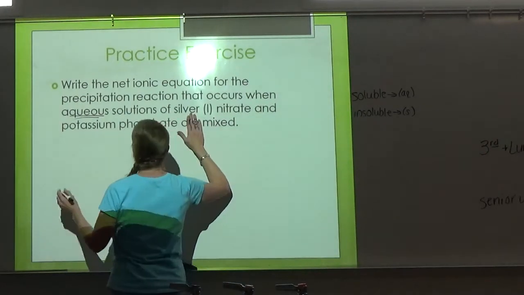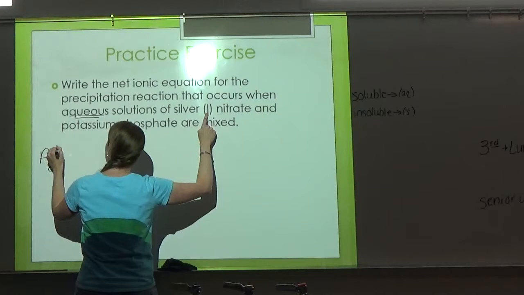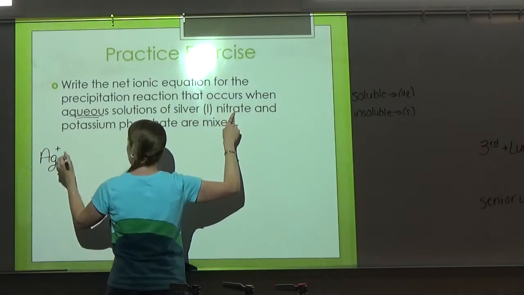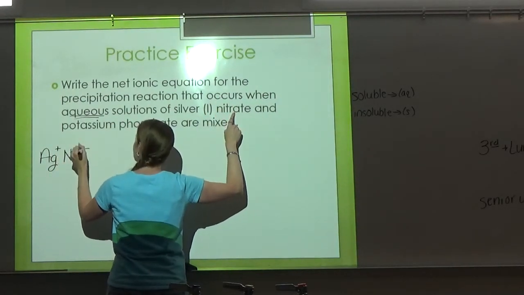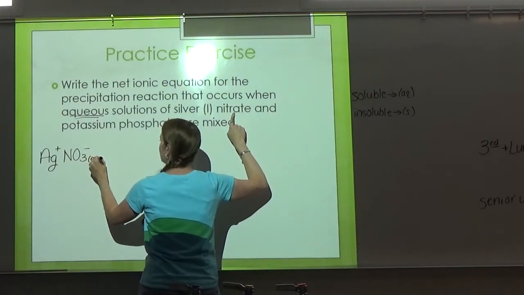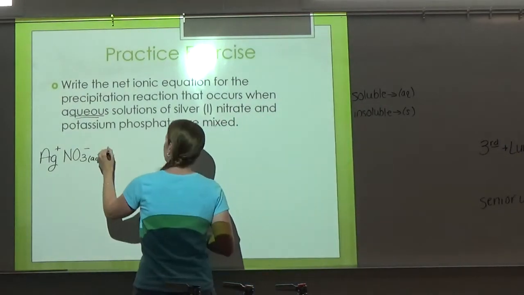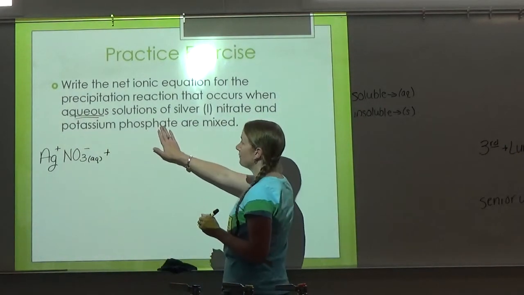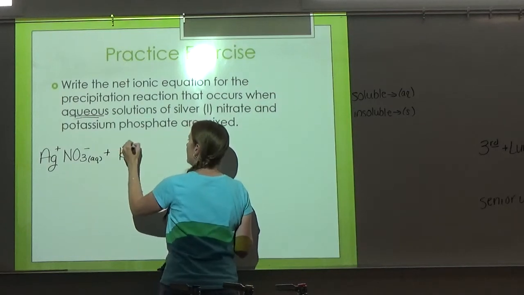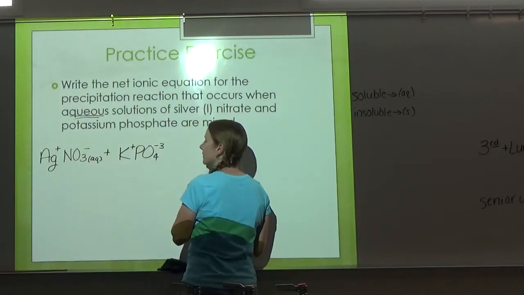So I have silver 1 nitrate. Well, silver is Ag. The 1 means it has a positive 1 charge. Nitrate is NO3, and it has a negative 1 charge. So my charge is already balanced. I'm going to just go ahead and say it's aqueous because this time it literally told me in the question. And it's mixed with potassium phosphate. So potassium is K, which has a positive 1 charge. Phosphate is PO4, which has a negative 3 charge.